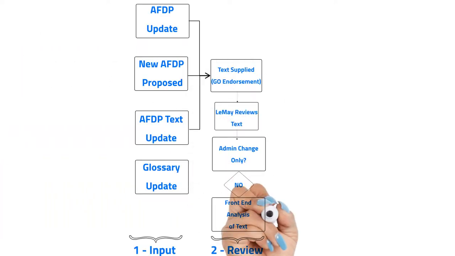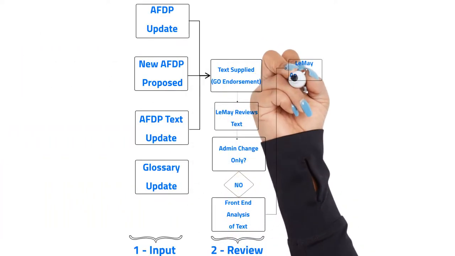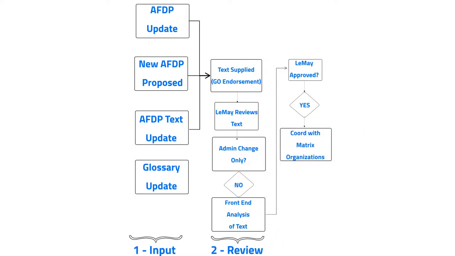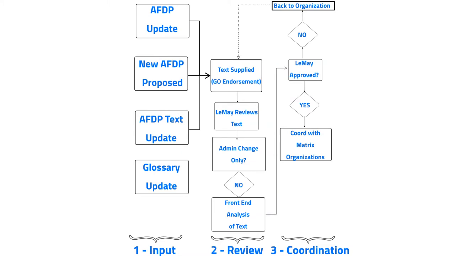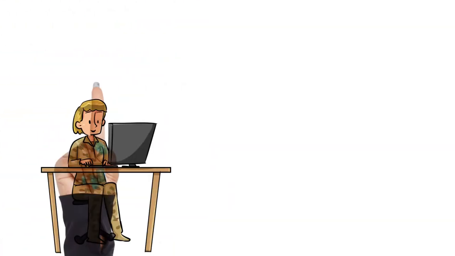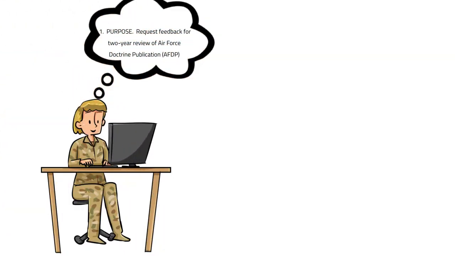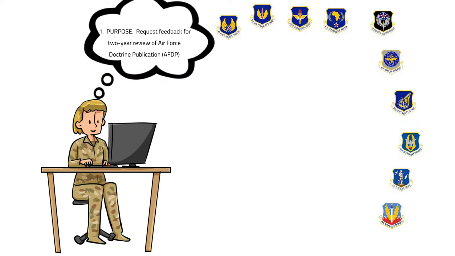If the input meets the tests, the doctrine developers prepare the text for full coordination. If not, it's sent back to the office that provided the input. Air Force doctrine is coordinated with the whole Air Force. Every MAJCOM, every Air Staff Office, and three Secretariat offices can provide input.